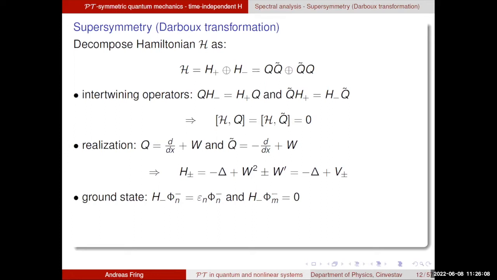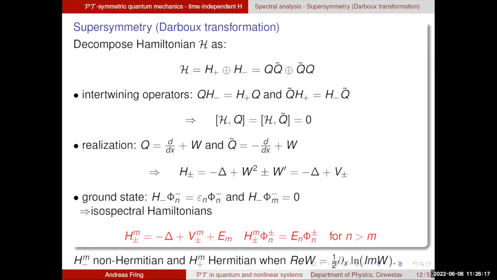And one can easily show that they have the same spectrum, except usually you lose the ground state, but that's not that important. The key in this context is that we can achieve that one of these Hamiltonians is non-Hermitian, and the other one is Hermitian. And the condition for this is that the real part of this function here, called the superpotential, is equal to a half the logarithmic derivative of the imaginary part of the superpotential.